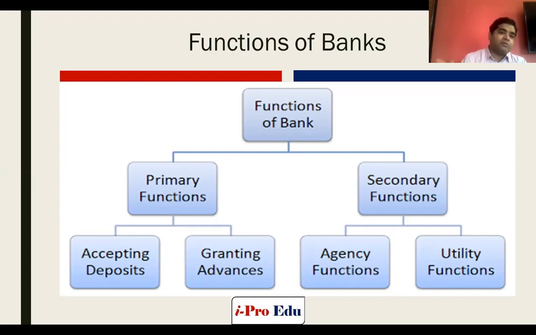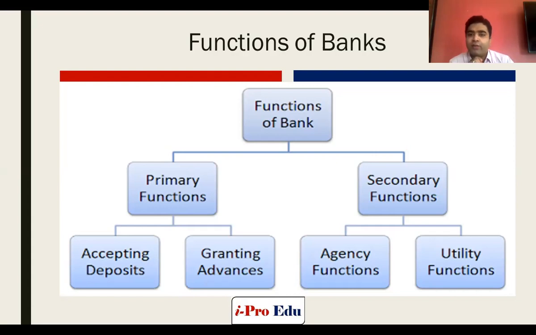Now, individual persons like you and me take loans from the bank for purchase of assets like a motorcycle, car, a flat, or any other asset. Also, businesses require money in the form of capital to be invested in their business. So banks lend money to individuals and businesses. That is our second branch under the heading primary functions: granting advances or granting loans.